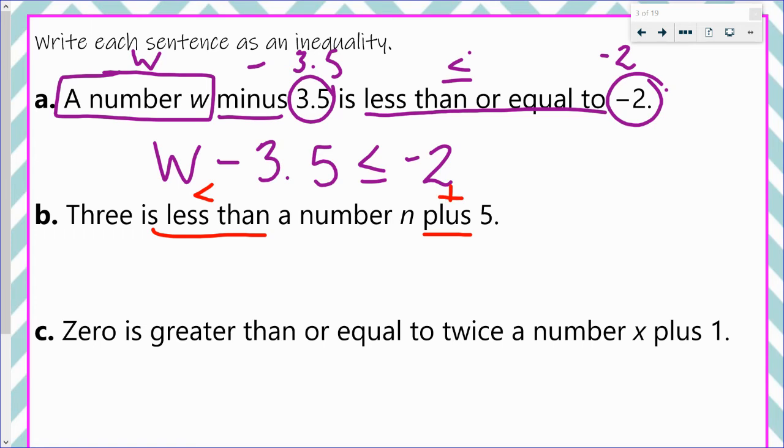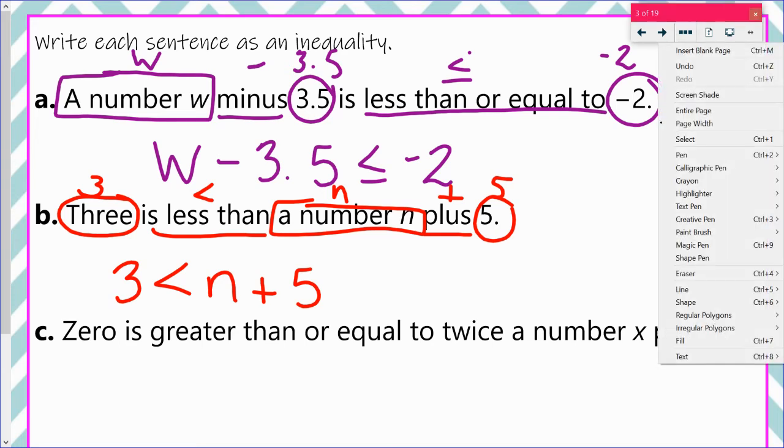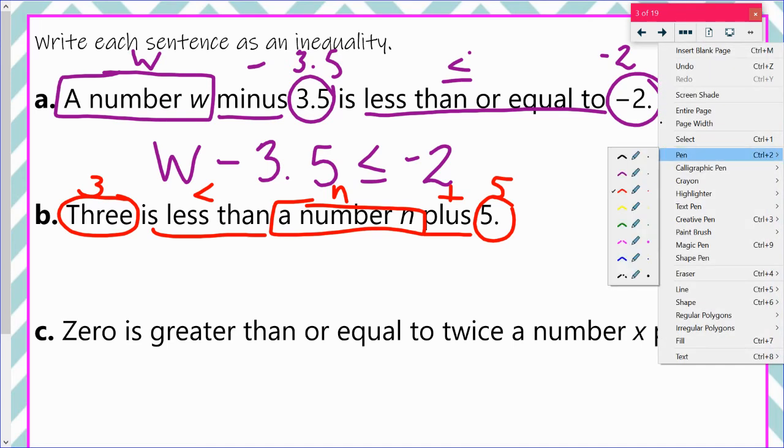Now I'm going to box out the variable. So a number n, here's my n. And my numbers, 3, even though it's written out, it's still representing a number. I put that, and then I'm going to put 5. And here is my thing. 3 is less than n plus 5. Okay. You know what I'm actually going to do? I'm going to erase this and just move it closer just because I want to have some space for the next one.